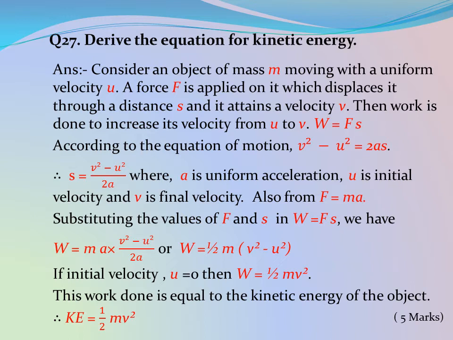Substituting the values of F and s in W equals Fs, we have W equals ma into (v squared minus u squared) by 2a, or W equals half m into (v squared minus u squared). If initial velocity u equals 0, then W equals half mv squared. This work done is equal to the kinetic energy of the object. Therefore, kinetic energy equals half mv squared.